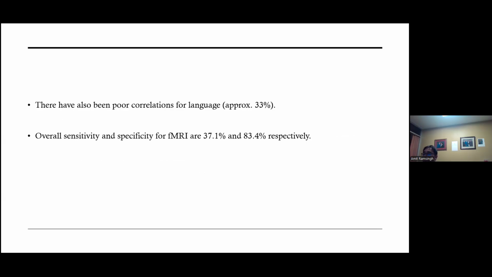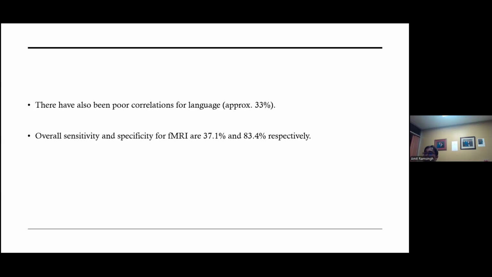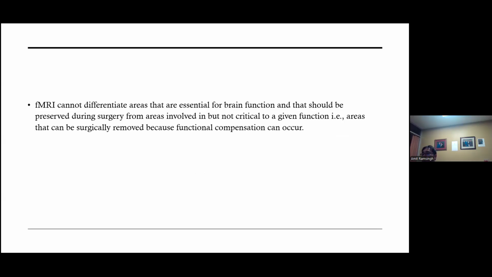Comparison between fMRI and intraoperative electrostimulation mapping, or IESM, found only 71% positive correlation for motor function, which means that there was a degree of margin for error with fMRI as opposed to electrostimulatory mapping. There have also been poor correlations for language, so approximately 33% difference. And the overall sensitivity and specificity for fMRI is about 37 and 83.4% respectively. Functional MRI is unable to differentiate areas that are essential for brain function and that should be preserved during surgery from areas involved in but not critical to a given function.